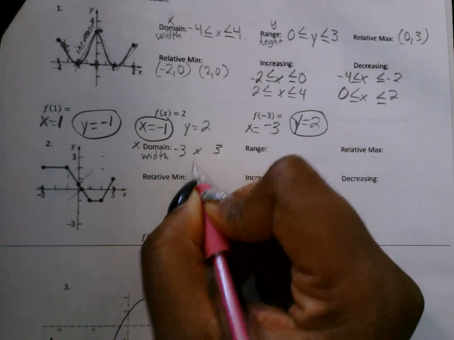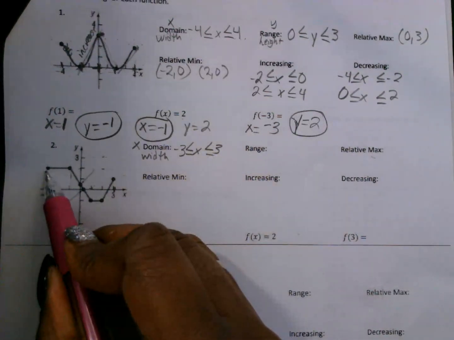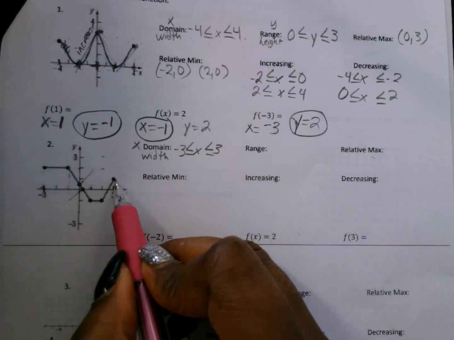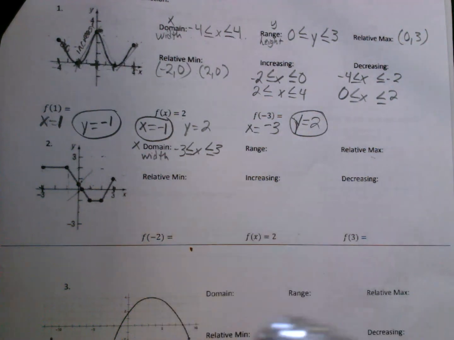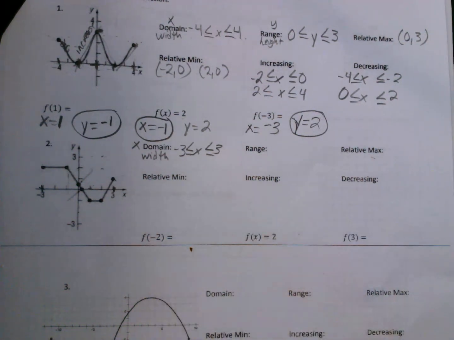Put x in the middle. Less than or equal to, less than or equal to. This is a closed circle. This is also a closed circle, so it's equal to. If it was an open circle, it'd be not equal to, just less than.